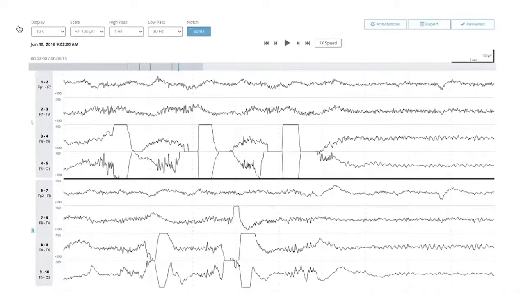Usually it has a very artificial waveform. It doesn't look like brain physiological activity with smooth up and down. It is just perpendicular to the baseline, and it's going up in the 1,000 to maybe 2,000 microvolt range.